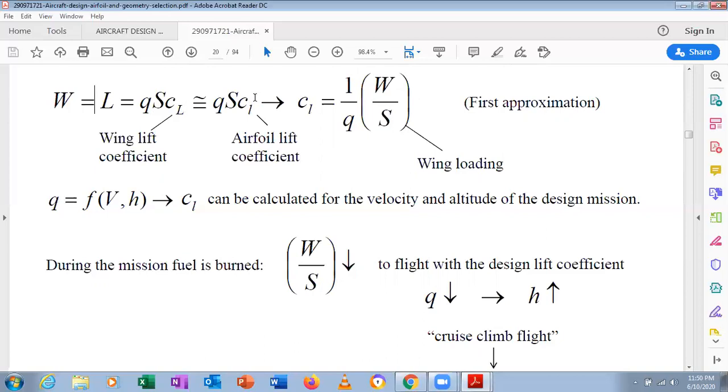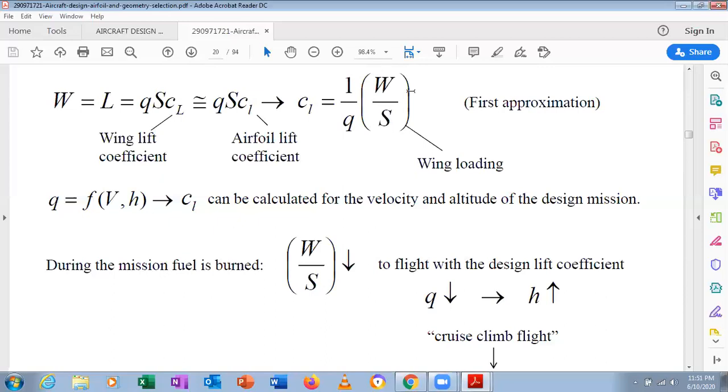Small l is the airfoil lift coefficient. It is for 2D, and capital L is for 3D, for the wing. Wherever we use the subscript small l, it refers to the airfoil, and capital L refers to the wing. Okay, so C_L is nothing but 1 by Q times W by S. We'll discuss it further.